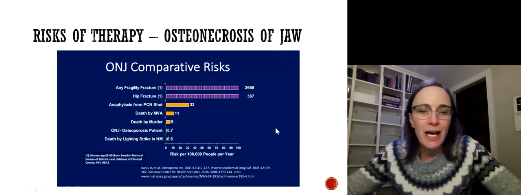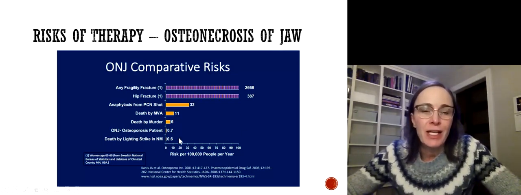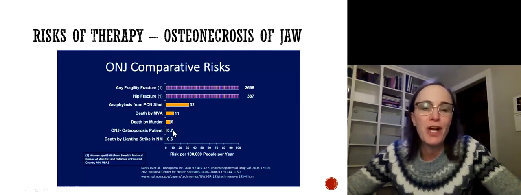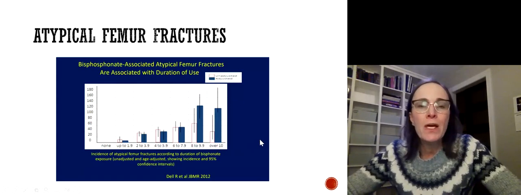But if you look here, years ago, they put this into perspective: your risk of dying from a lightning strike is about 0.6%, and your risk of getting osteonecrosis of the jaw in somebody who has osteoporosis on these drugs is 0.1% higher than getting struck by lightning. Whereas your risk of a hip fracture or a fragility fracture is significantly high. So when you're looking at this chart, the benefits outweigh these risks in most cases, but definitely do the screening.